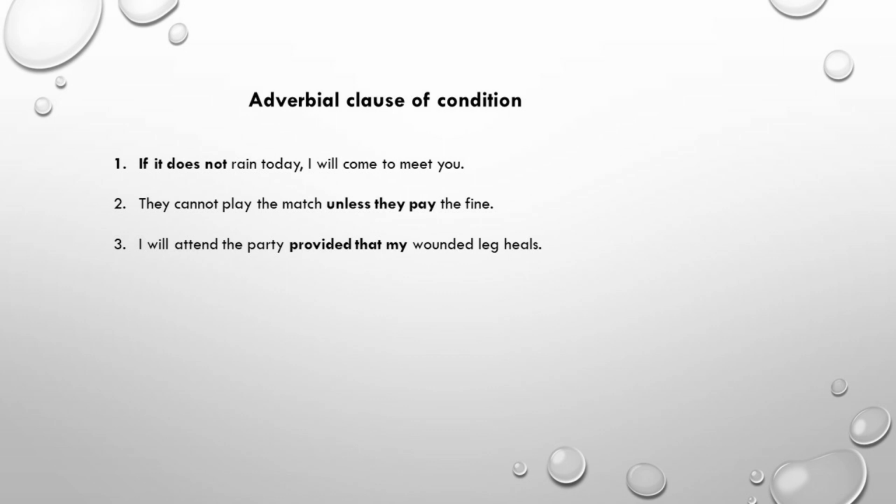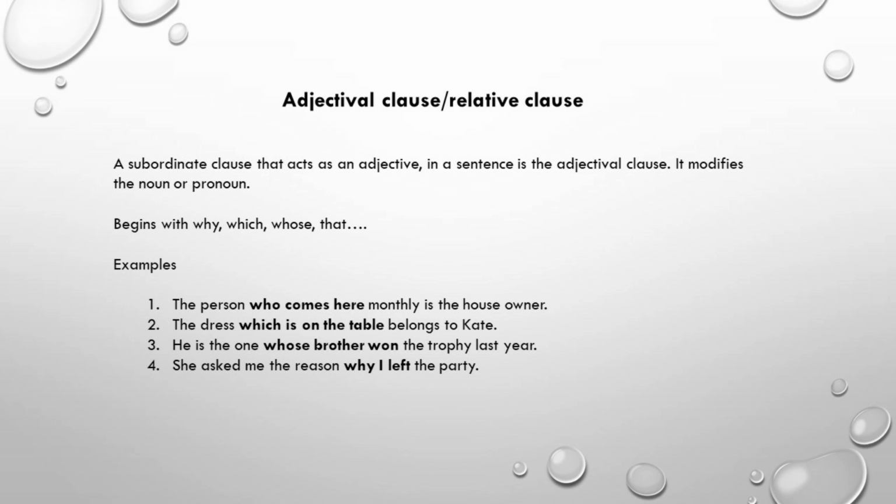The next example is they cannot play the match unless they pay the fine. இந்த சென்டென்ஸ்லையும் பாருங்க "they cannot play the match" அப்படிங்கிற செயலுக்கு கண்டிஷனா எது இருக்கு அப்படின்னா "unless they pay the fine". அதனால unless they pay the fine அப்படிங்கிற subordinating clause தான் adverbial clause of condition. The last example is I will attend the party provided that my wounded leg heals. இந்த சென்டென்ஸ்ல "I will attend the party" அப்படிங்கிற செயலுக்கான கண்டிஷன் என்னன்னா "provided that my wounded leg heals". அதனால கண்டிஷனை குறிக்கிற clause அதாவது provided that my wounded leg heals is the adverbial clause of condition. So that's it with adverbial clauses.